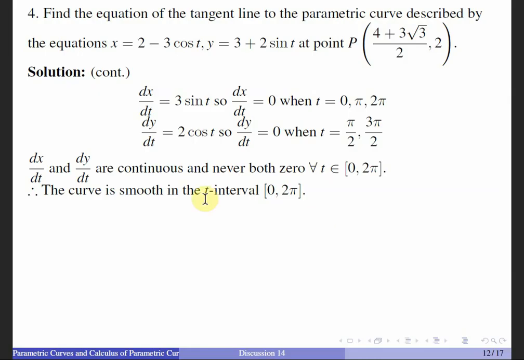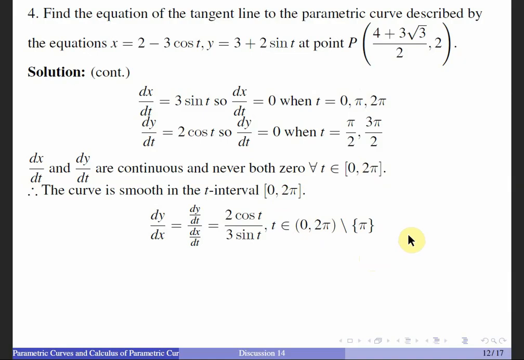So now we can proceed. Now we can compute for dy over dx. So that's just dy over dt over dx over dt. So let's plug in. So we have 2 cosine t over 3 sine t. And then, so this is true for all t in the interval, but we need to exclude the values of t that will make dx over dt equal to 0. So these are 0, pi, and 2 pi, so we remove them. So remove 0 and 2 pi, so this becomes an open interval, and then we remove pi.